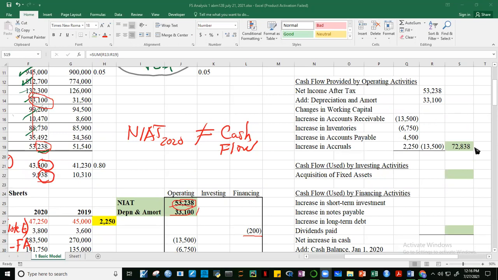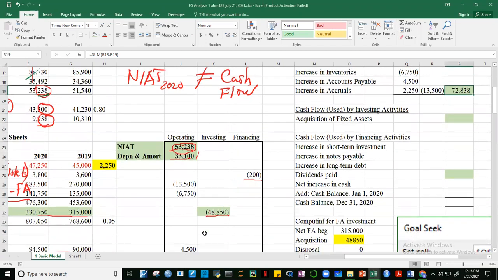Okay, thank you. Next, we go to investing activities. Investing activities, isa lang naman, no? So, acquisition of fixed assets is equal to that one, 48,850.